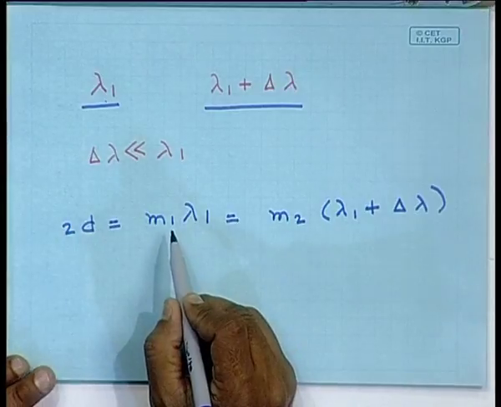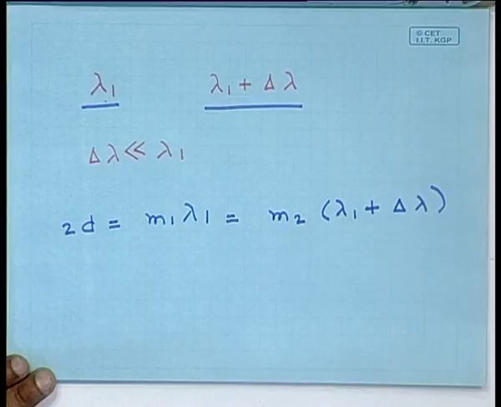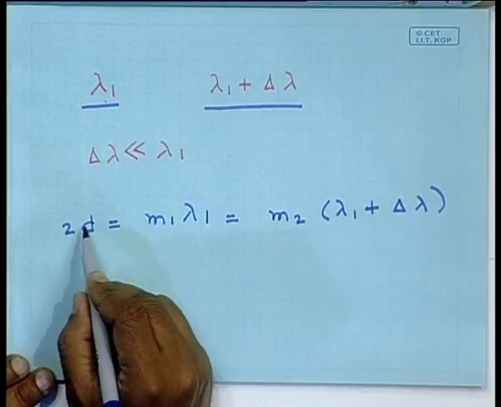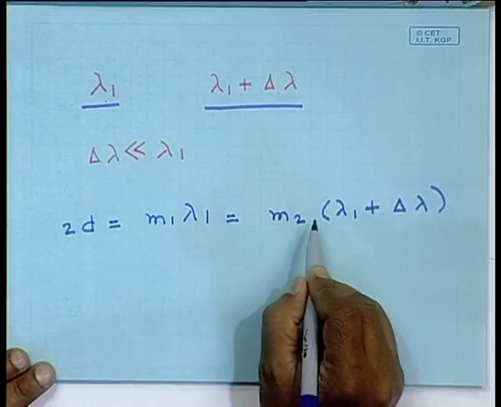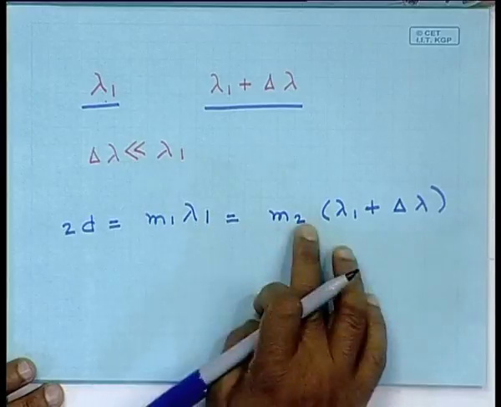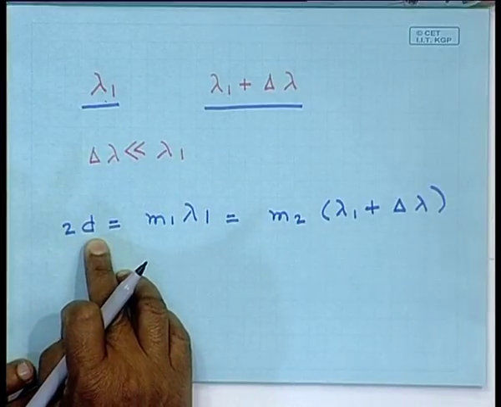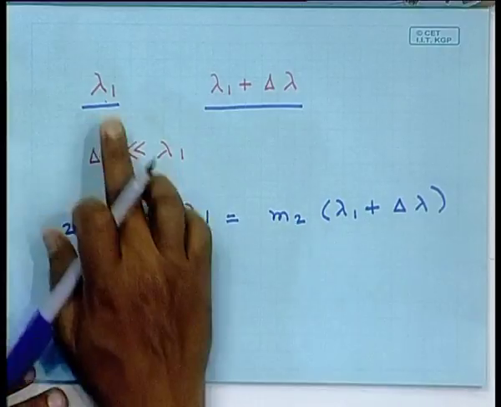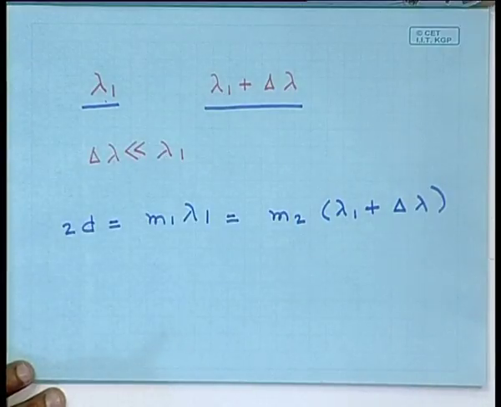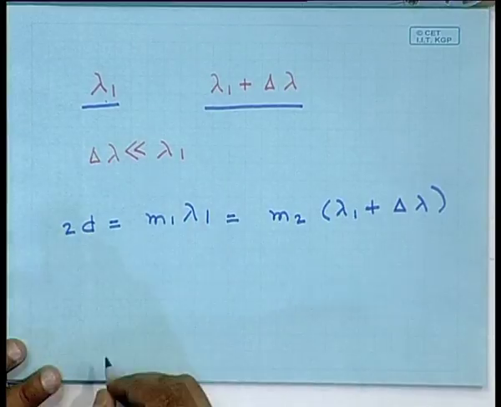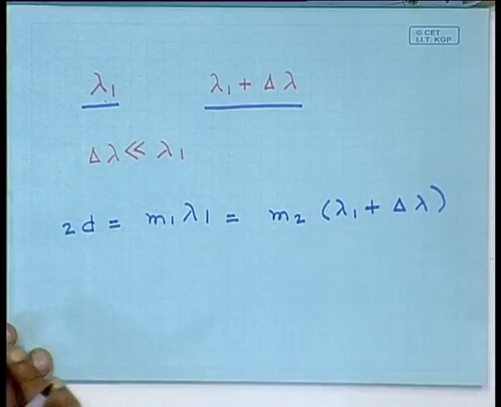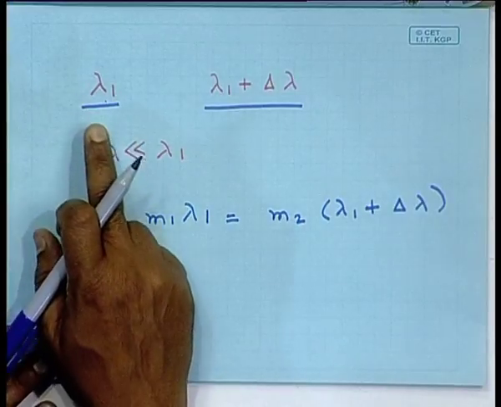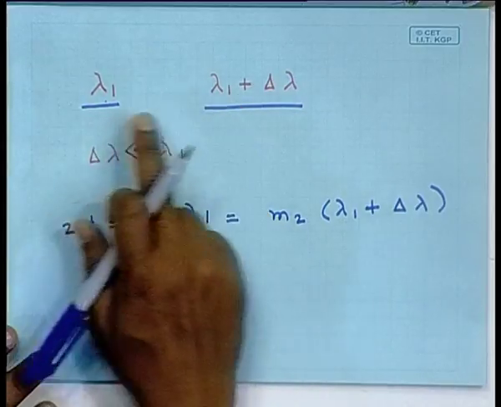So, there will be two integers m1 and m2 such that both these conditions are satisfied, that 2d is equal to m1 lambda 1, 2d is also equal to m2 into lambda 1 plus delta lambda. If I can find a d, a separation in the arm lengths, so that both these conditions are satisfied, then both the fringe patterns will have a dark spot at the center, right. And if this condition is satisfied, we could also ask the question, which is the order of this fringe or this fringe, which one is going to be larger?